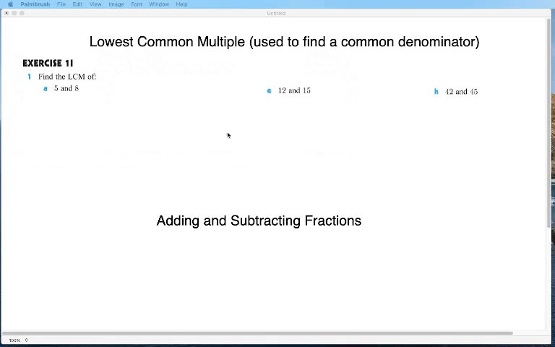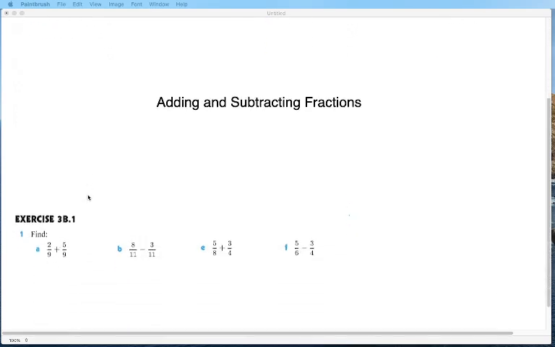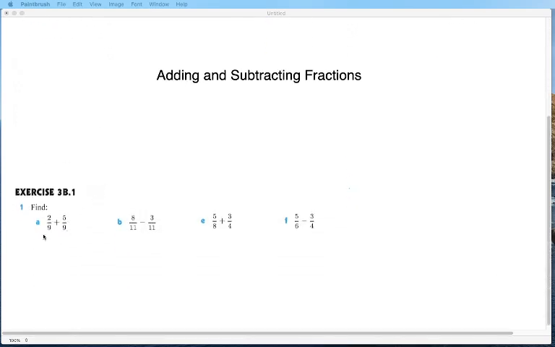All right, in order to add and subtract fractions, we must be good at finding the lowest common multiple, because using the lowest common multiple allows us to find the common denominator. And anytime we have to add fractions, we must have the common denominator.